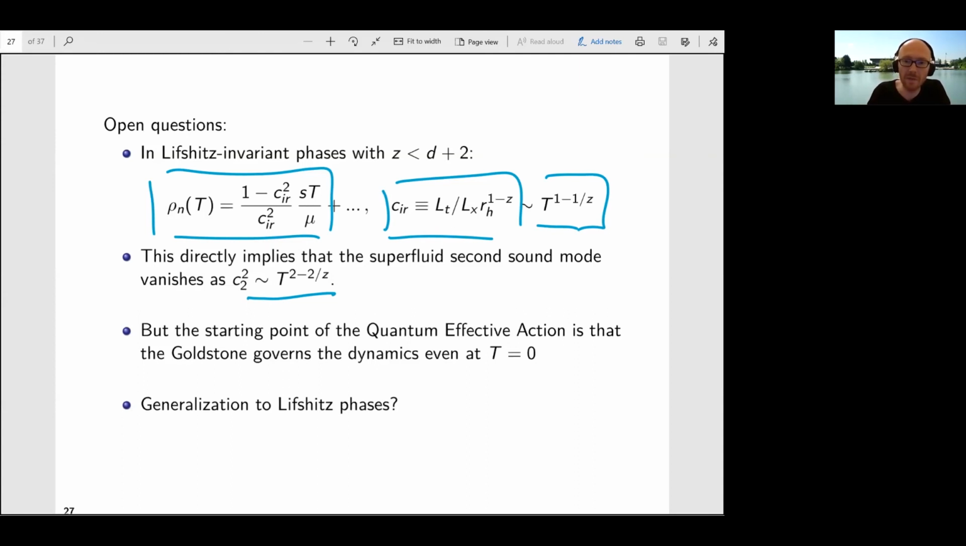But at least this was for z equal 1. For relativistic superfluid, the starting point of the quantum effective action is that you have a Goldstone mode that governs the dynamics at 0 temperature. And now we see that its speed for Lifshitz phases vanishes. So I think it suggests that there's an interesting future direction to try to work out what is the equivalent to this quantum effective action, but not for relativistic superfluids, but for Lifshitz superfluids.